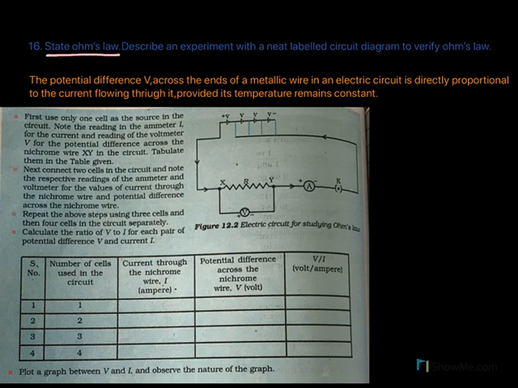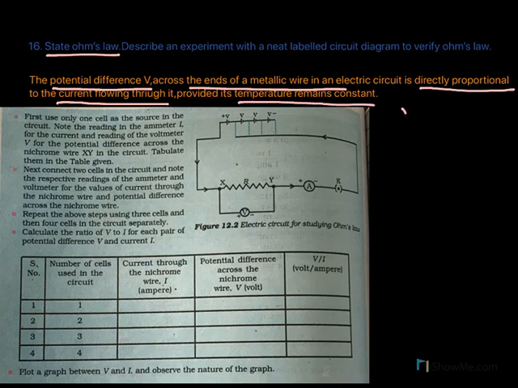State Ohm's law. The potential difference V across the ends of a metallic wire in an electric circuit is directly proportional to the current flowing through it, provided the temperature remains constant. So here they say the potential difference is directly proportional to current, provided temperature remains constant. More is the potential difference, higher is the current in the circuit.